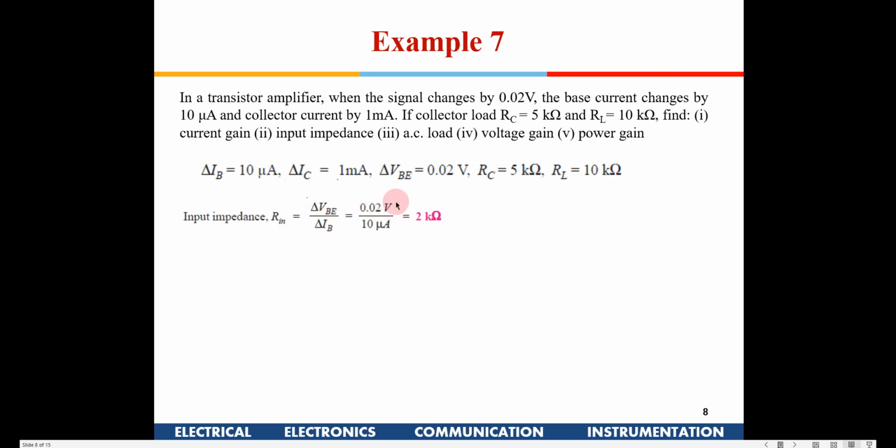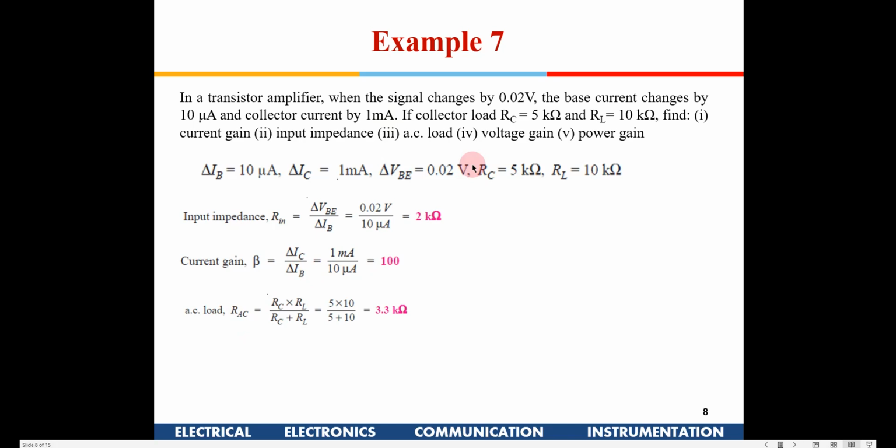So 0.02. If you see the wording, when a signal changes by 0.02, the base emitter current changes by 10 microampere. So this is delta VB 0.02 and delta IB. So you get 2 kilo ohm as input impedance. Current gain: for delta 10 microampere base current variation, there is 1 milliampere collector current variation. So beta is delta IC divided by delta IB, and I get the value of beta here.